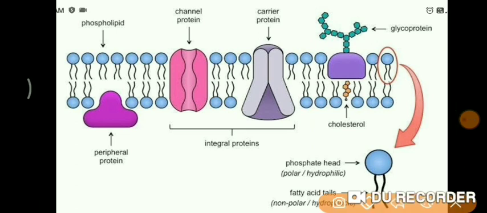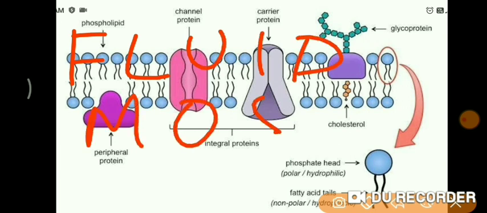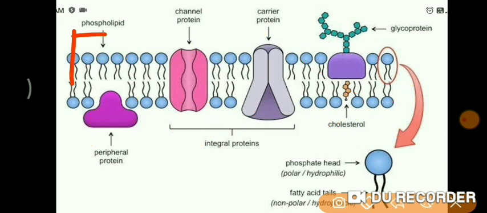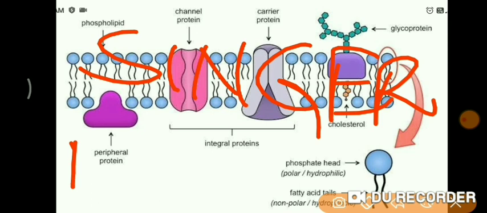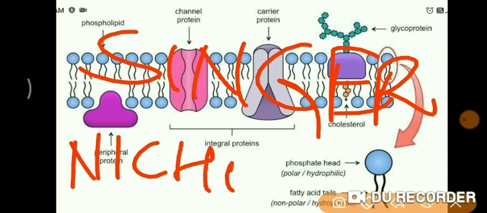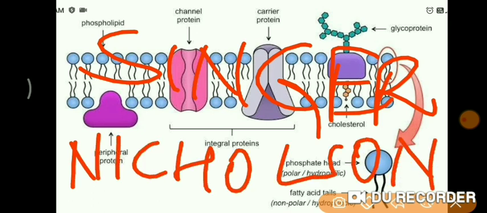This model is known as fluid mosaic model. Okay, and it was given by two scientists named Singer and Nicholson. So it was given by Singer and Nicholson.